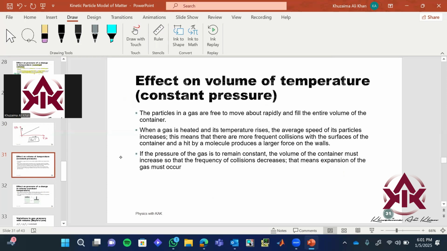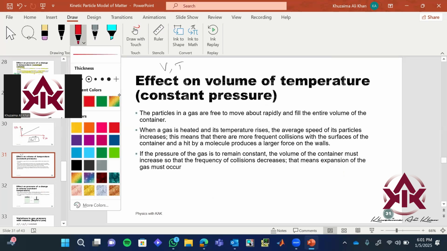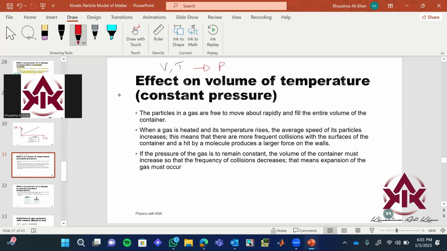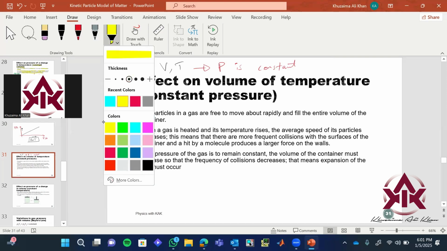Okay, now we have the effect of volume and temperature. So we are relating volume and temperature while keeping what constant? The pressure is constant. Okay, so now let's see what the content of the book is saying over here.